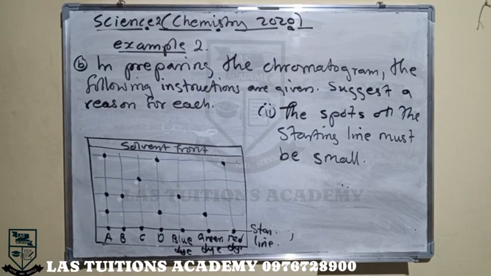Why are we saying the spots here should be small on the starting line? Anyone to quickly, now let's have, yes, Lumba. Let's have Lumba say something as well. Why should the spots be small? Because when the spots are rising up, since they're big, they can get mixed up. So we have to make them small. Great. Does anyone have anything to add on or subtract from what Lumba has said?